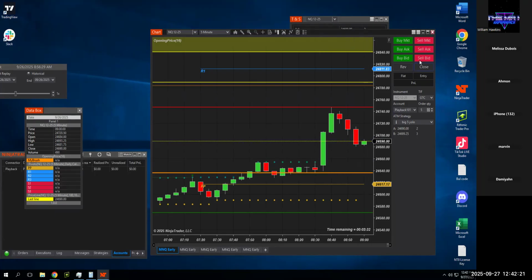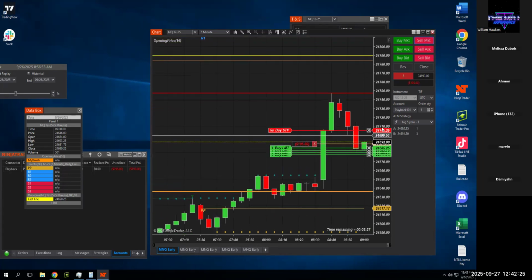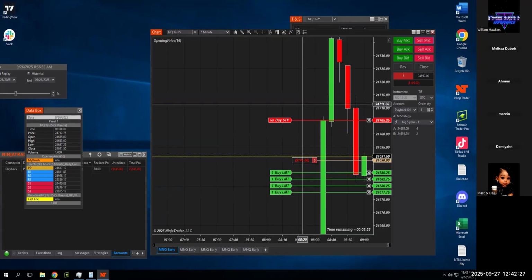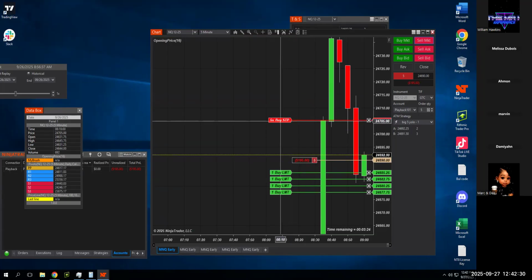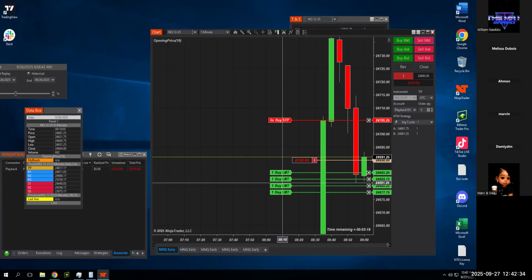And like right here, if I wanted to sell the market, just so you can see what it looks like, this is what it looks like. So 5 contracts up here at negative 60 ticks. And once it starts going down, it just gets me out at different points on the way down.